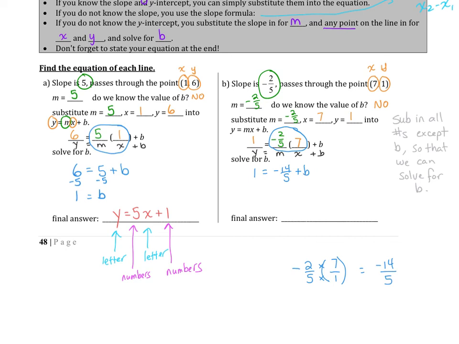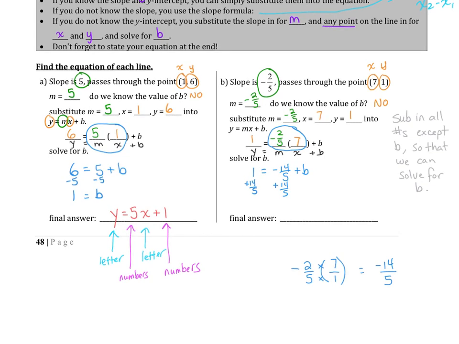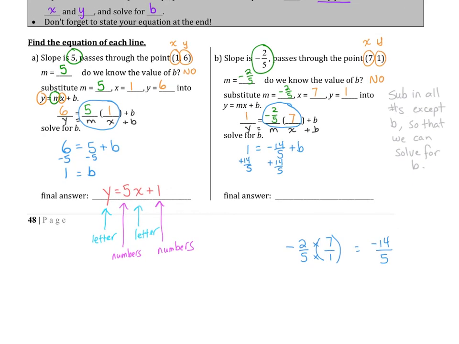If you don't want to use your fraction skills, then what you would do is use your calculator. So if you're going to use the fraction button on your calculator, don't leave it as a mixed number, leave it as an improper or proper fraction. All right, so the next thing we're going to do is we're going to add 14 over 5 to both sides. And again, you use your fraction skills, or you use your calculator fraction button.